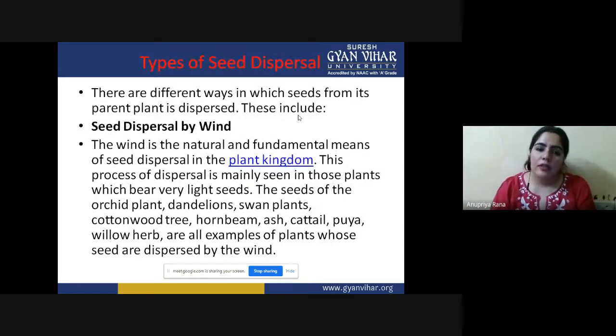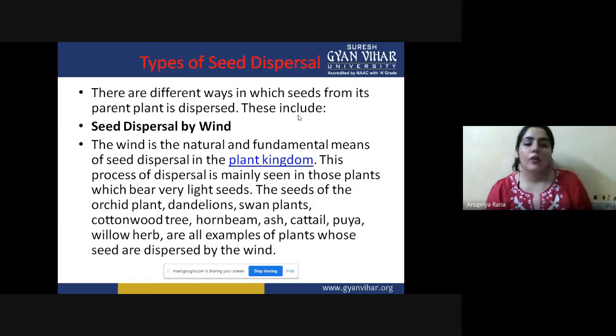Now we have to see the types of seed dispersal. There are lots of types, like 4 to 5 types by which seeds can be dispersed. The very first we are going to see is seed dispersal by wind. Wind is natural and fundamental, and seeds in the plant kingdom are mostly dispersed by wind. When the wind blows, seeds which are not very tightly attached to their parent plant can be blown away by the wind pressure and go to another place.